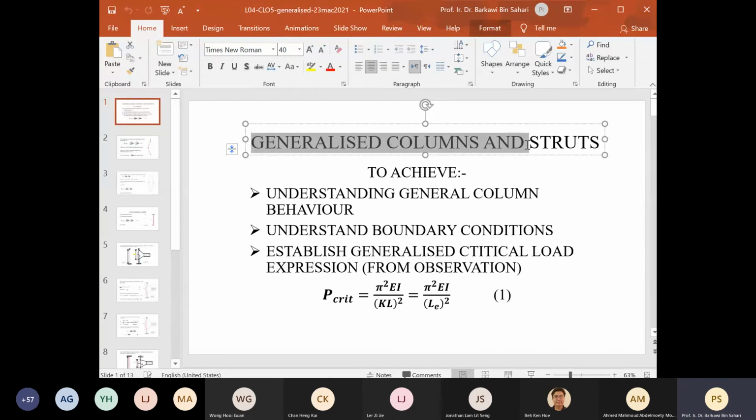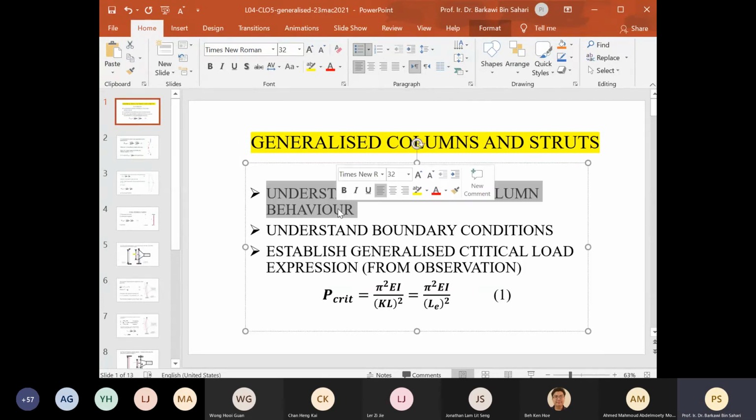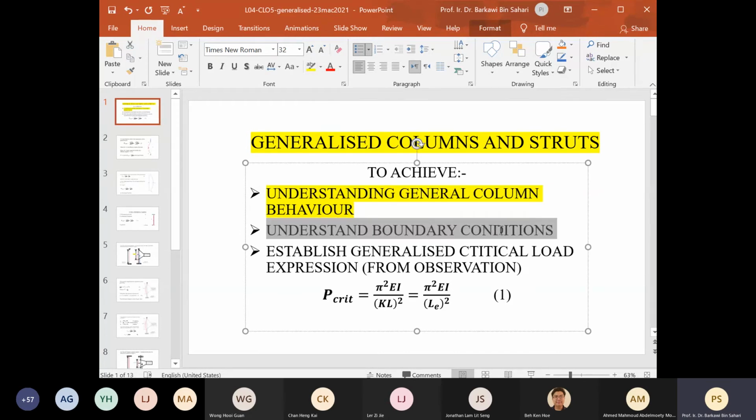Now generalized column and struts. As I said, we won't go into the detail of a closed form solution, but we will generalize from those two cases and also the effective length. Now, first to understand the general column behavior, I think we have done that through simulation work. To understand the boundary conditions, we have also already done at least two types. Now the next one is to establish the generalized critical load expression. Some of you call it equation, some call it formula.